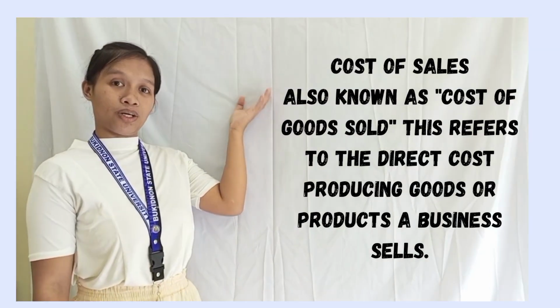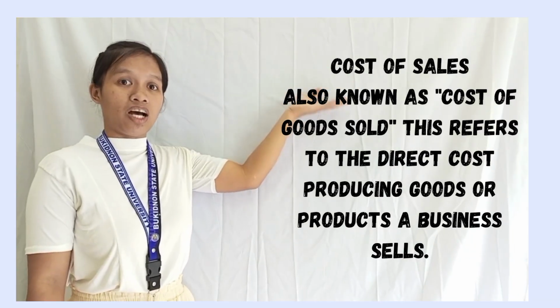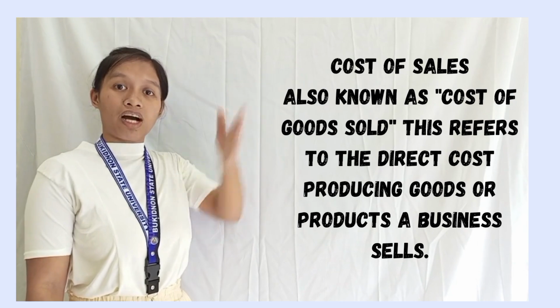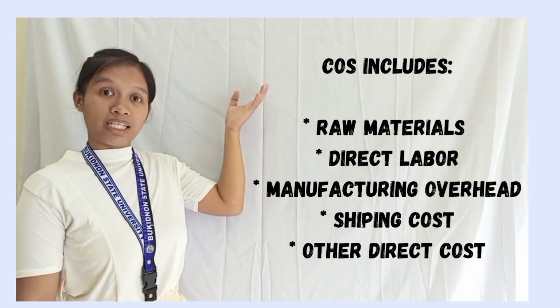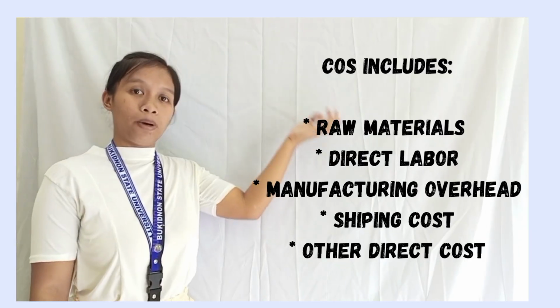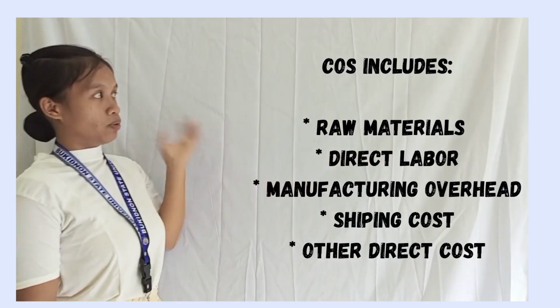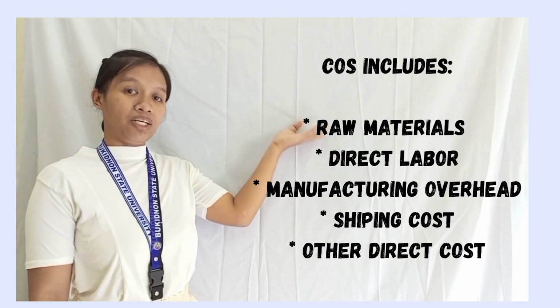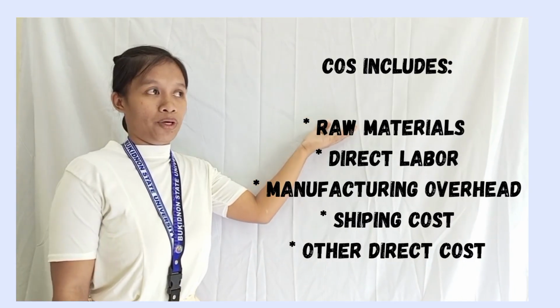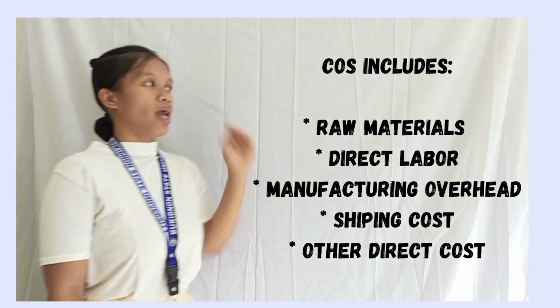Cost of sales, also known as cost of goods sold, refers to the direct cost of producing goods or products the company sells. Cost of sales includes raw materials. This refers to the cost of the components being used to create a product. Next is the direct labor. This is the salaries of the manpower being used or the one that provides the service.